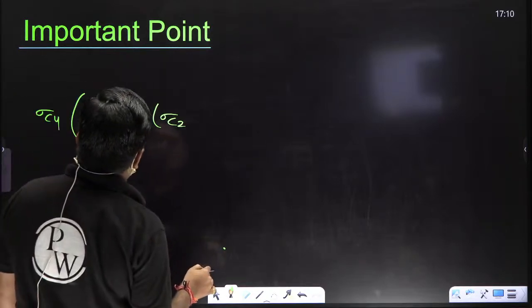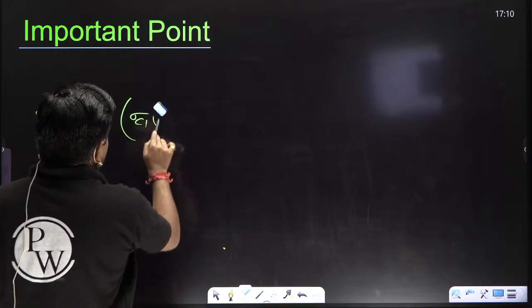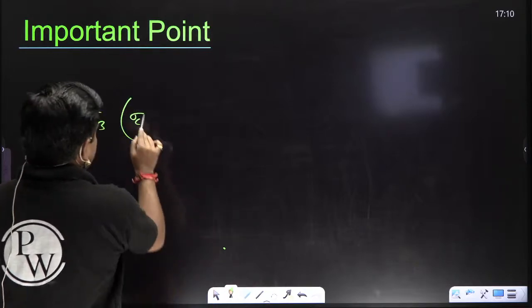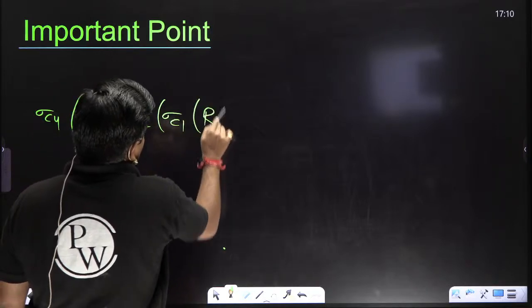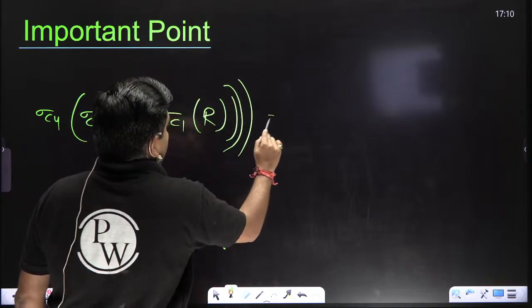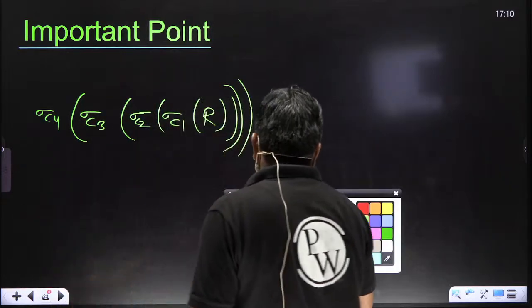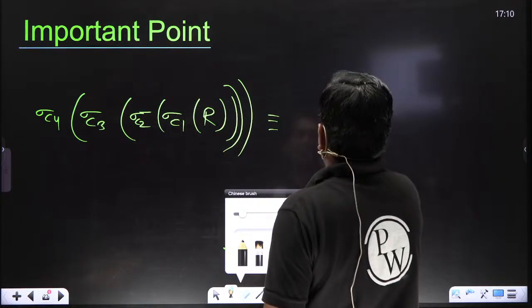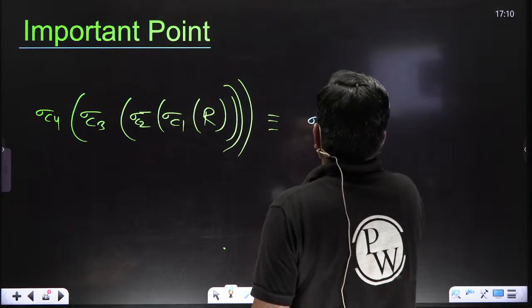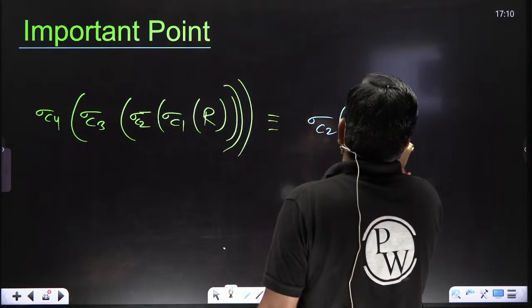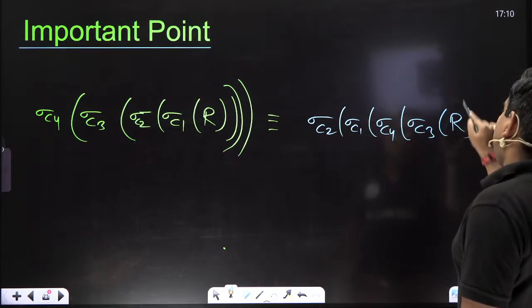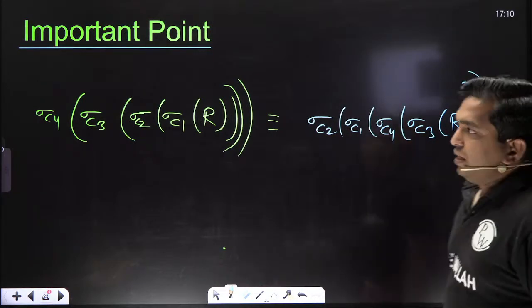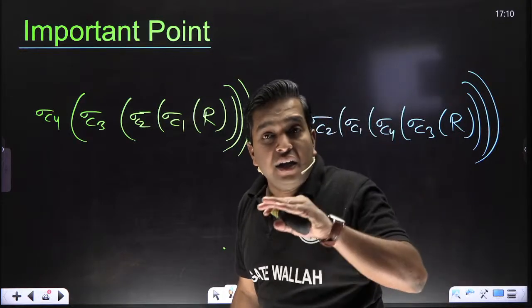Okay, so let's do it in sequence. From relation R is equivalent to sigma C2, sigma C1, sigma C4, sigma C3 from relation R, children. Getting my point? These are equivalent.